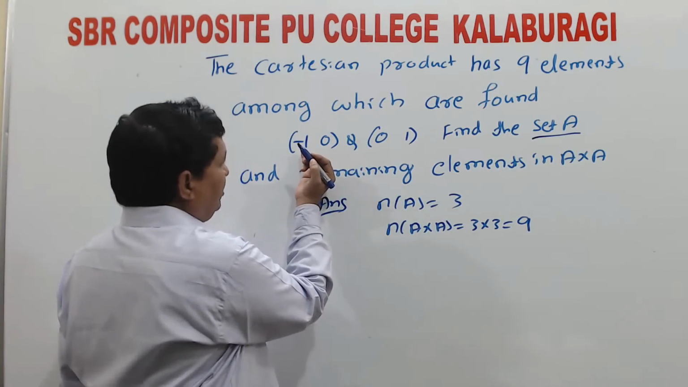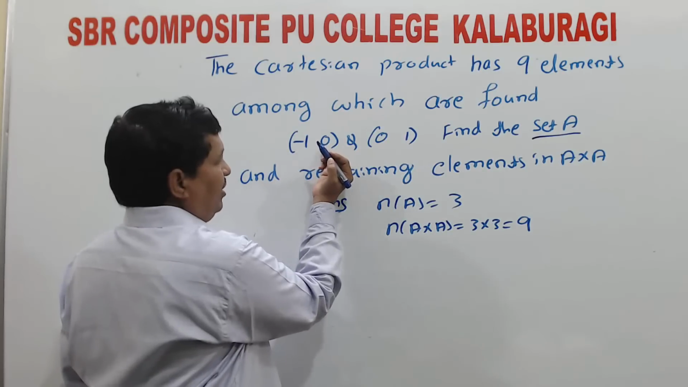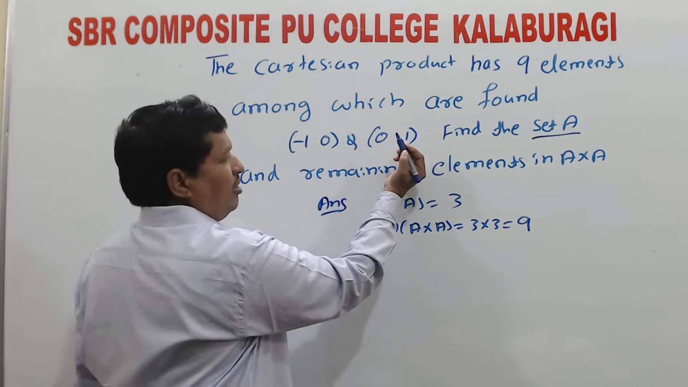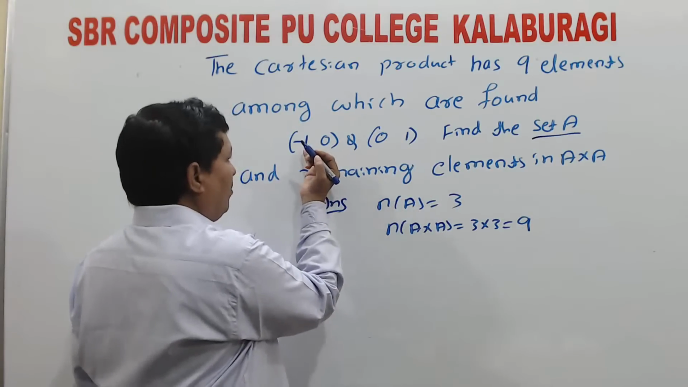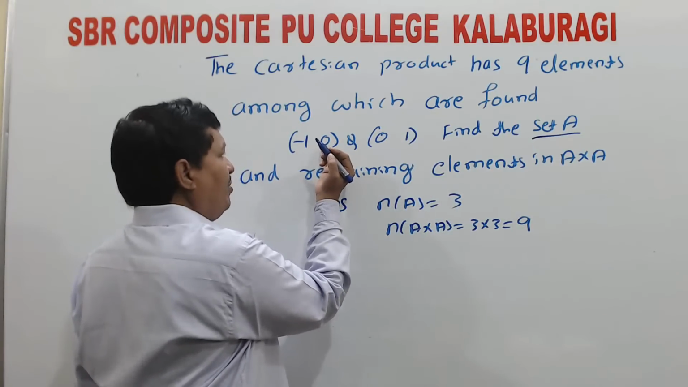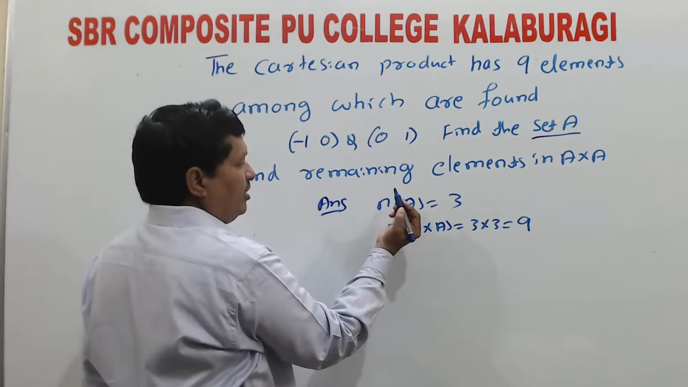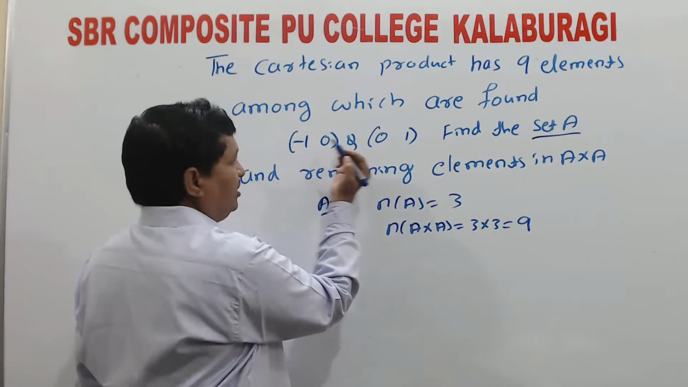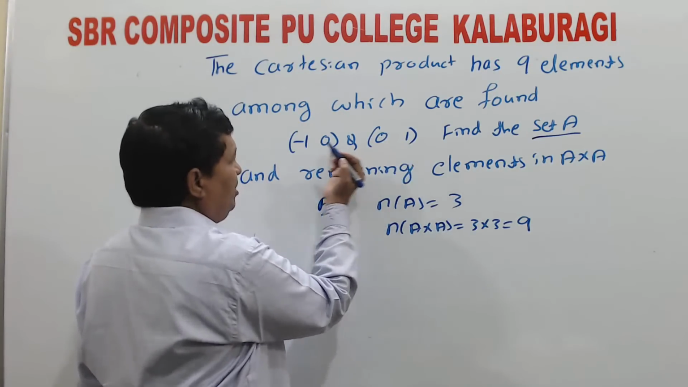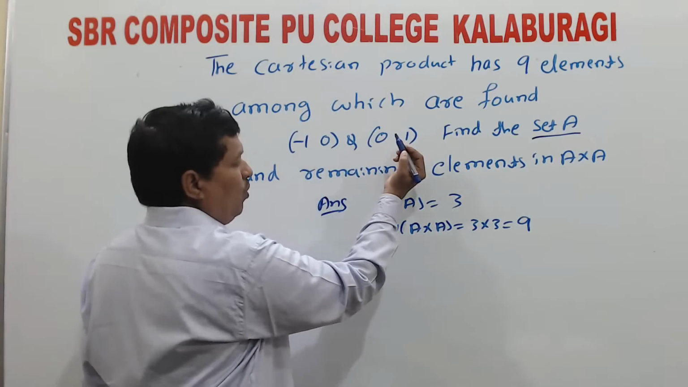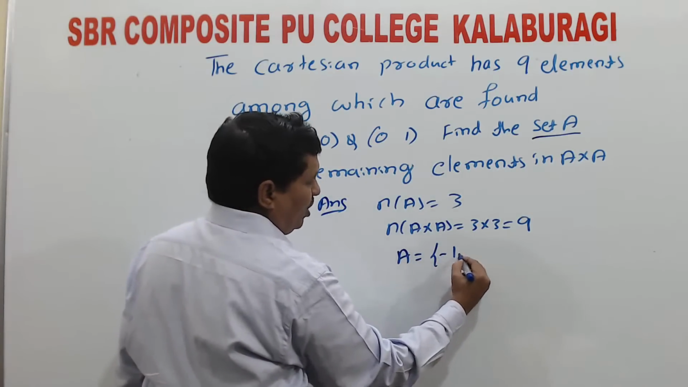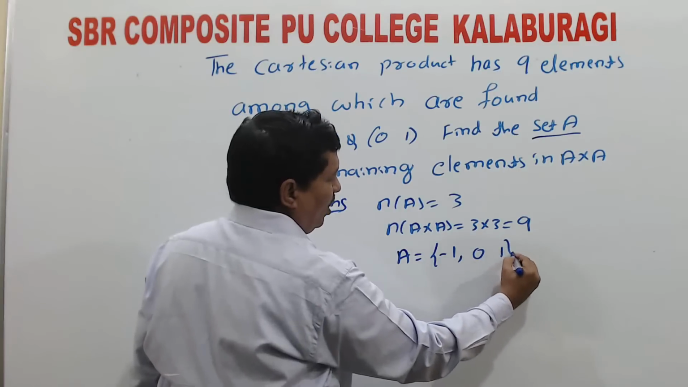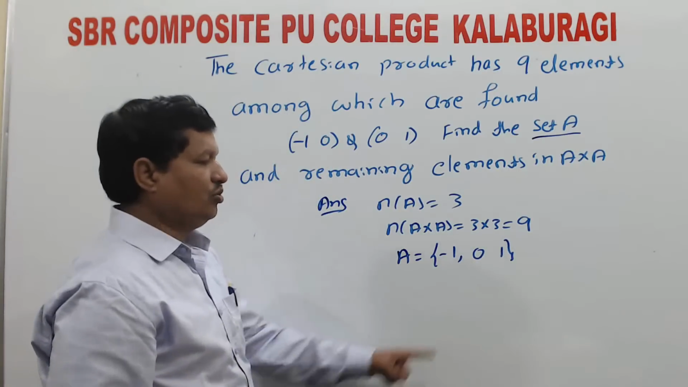So how many elements are there? Here -1 is one element, 0 is another element, and 1 is another element. So these are all elements of the set. These are in that ordered pairs, where the first and second elements are from set A. Therefore, A having 3 elements, how many distinct elements are there in these two ordered pairs? -1, 0, 1. Therefore, A equals {-1, 0, 1}.